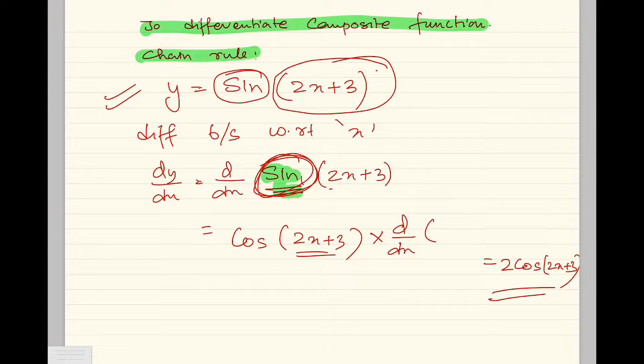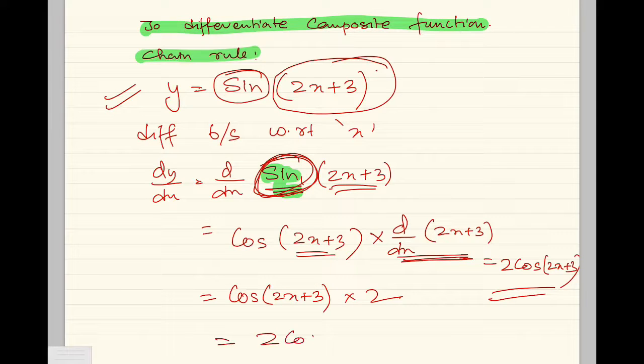What did you differentiate in the first step? Sine. What did you not differentiate? 2x plus 3. So right here is 2x plus 3, so that would give me cos 2x plus 3. That's already been differentiated. And what is d dx of 2x plus 3? That's 2. So finally, what is the answer? 2 cos 2x plus 3. Did you understand this? Check this out. This was the answer in the previous case also.